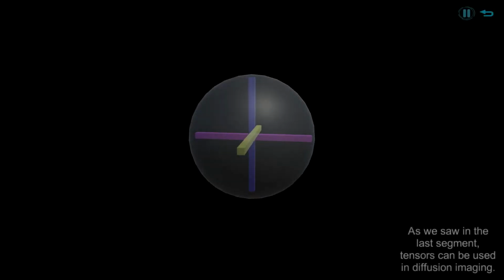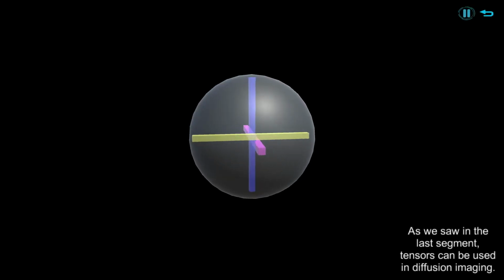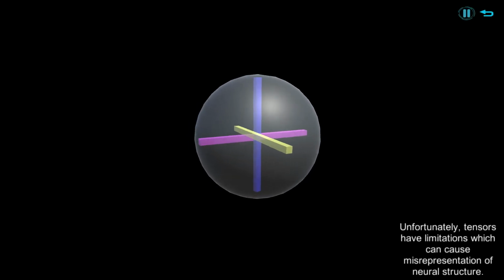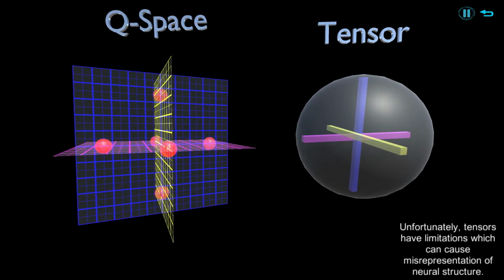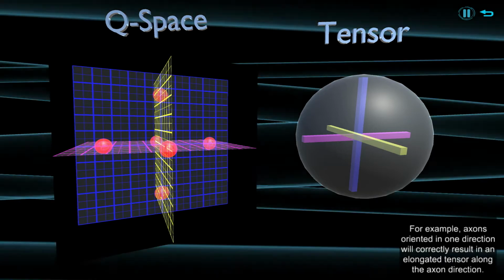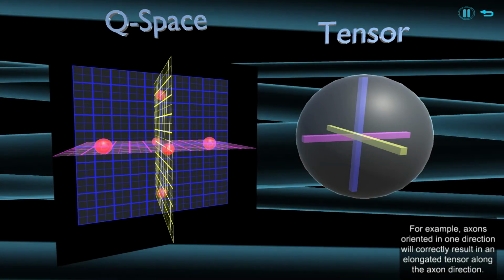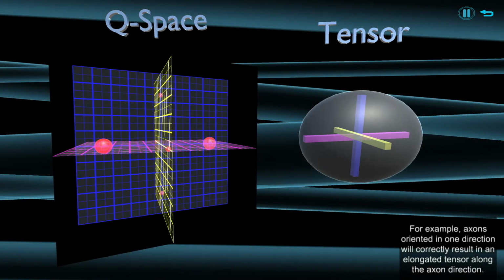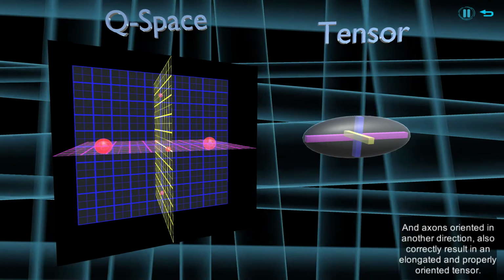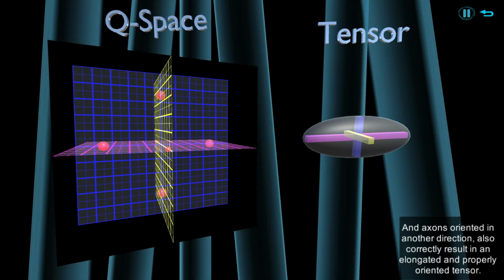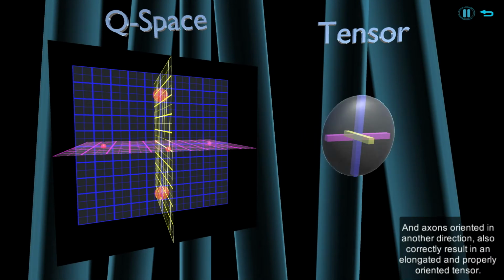As we saw in the last segment, tensors can be used in diffusion imaging. Unfortunately, tensors have limitations which can cause misrepresentation of neural structure. For example, axons oriented in one direction will correctly result in an elongated tensor along the axon direction. And axons oriented in another direction also correctly result in an elongated and properly oriented tensor.